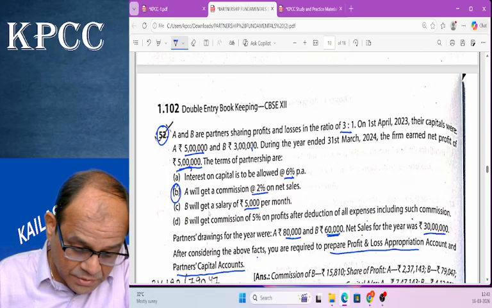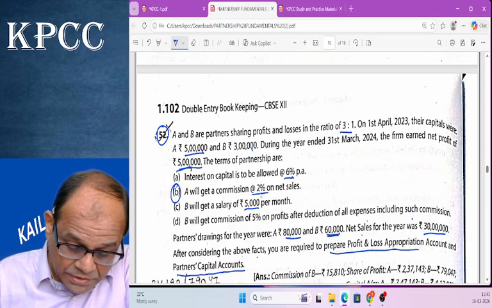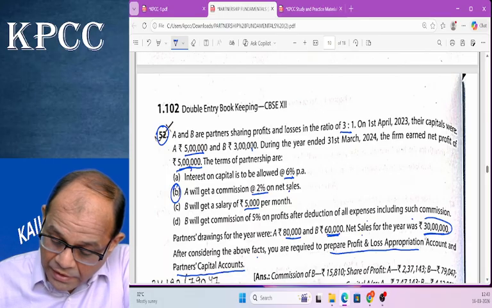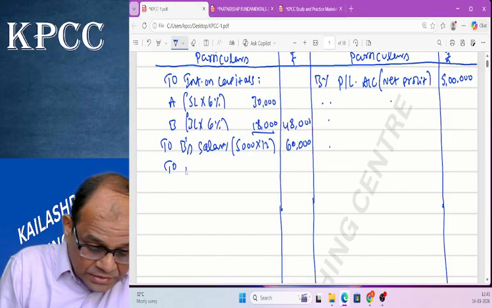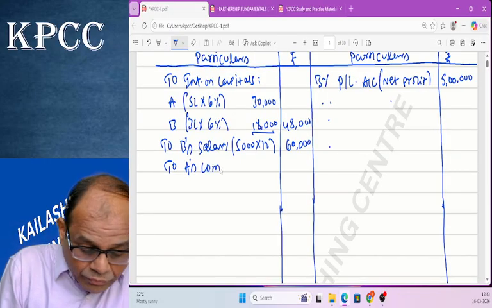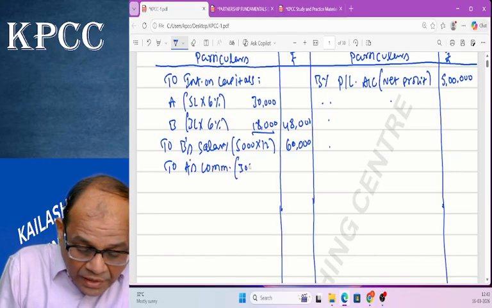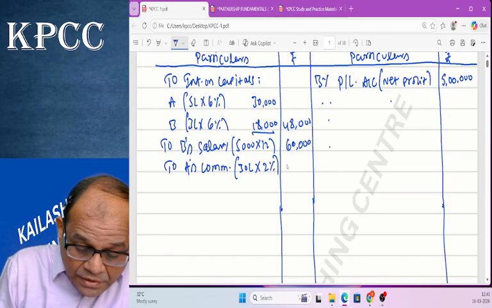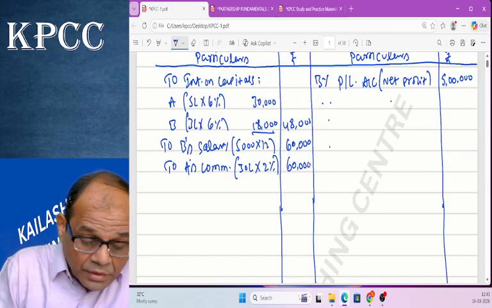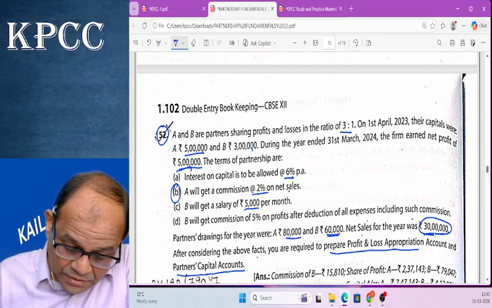Then now commission. Both the partners are getting commission. Who is getting commission? A will get 2% on net sales. Net sales value is 30 lakhs. So to A's commission, 30 lakhs into 2% is 60,000.